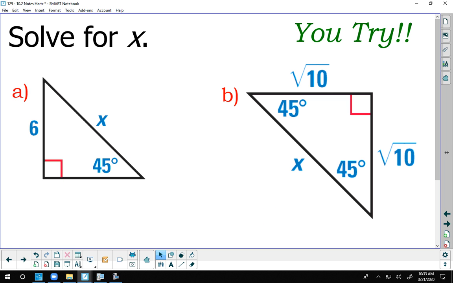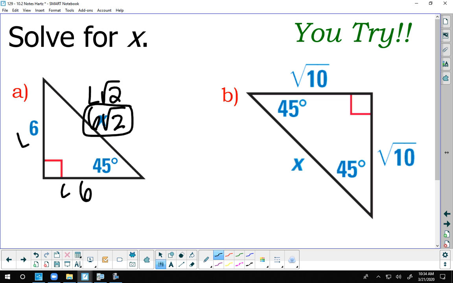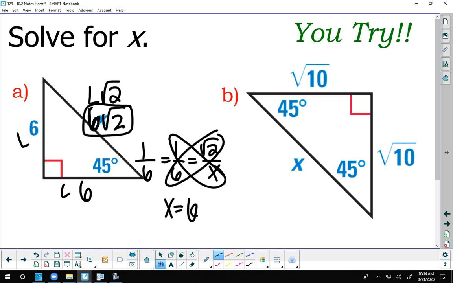Okay. These are your tries, but I'm going to go through them with you. So since both of our legs are just numbers, we know, so leg, and our hypotenuse is leg square root of 2. Well, our leg is 6, which means the hypotenuse has to be 6 square root of 2. So when the leg is a constant, you don't really need to set up the ratios. But if you wanted to, we would have 1 over 6, and square root of 2 over x. And you'd cross multiply, and you get x equals 6 square root of 2.